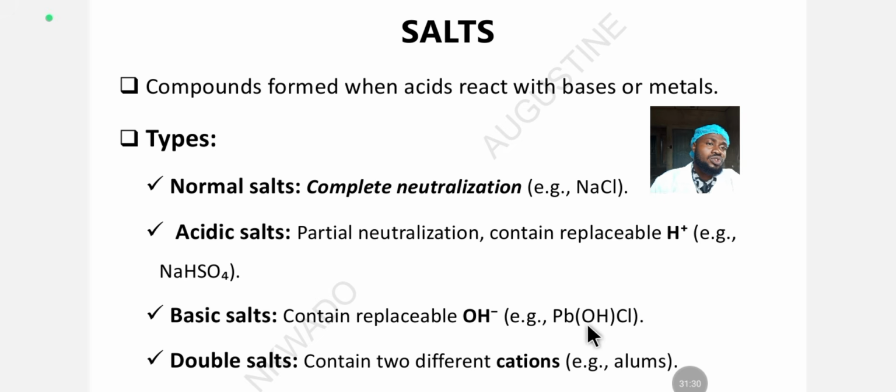They are basic salts. So I'm giving you the cheat code now to go and cheat JAMB in the examination hall. Any salt that has hydroxide inside is a basic salt. Hydroxide is negatively charged when you ionize it. They are all basic salts.